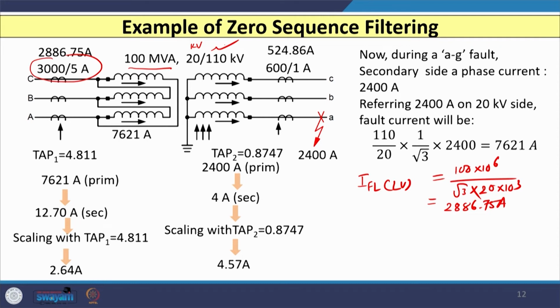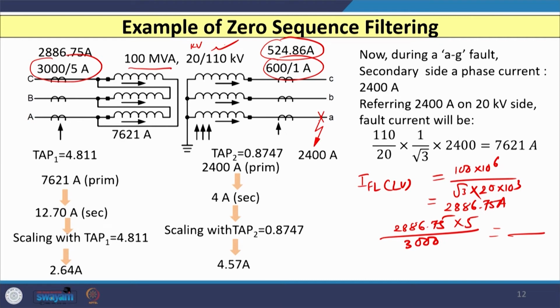If I transfer this current to the secondary side, we have 2886.75 ampere divided by the CT ratio, 3000 by 5. Before we calculate this, let us consider the other side also. On the HV side, the full load current is 524.86 ampere, that is 100 MVA divided by root 3 into 110 kV, and let us consider 600 by 1 ampere as the CT ratio on the HV side.